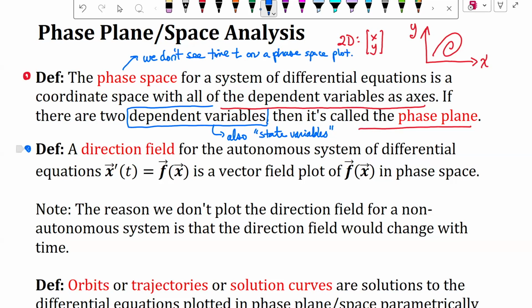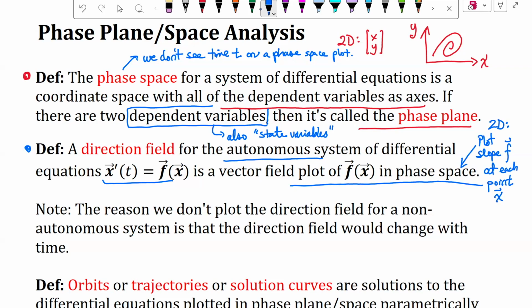A direction field for an autonomous system of differential equations is going to be a vector field plot of f, the right-hand side, in phase space. In 2D on the phase plane, we can plot the slope f at each point x. Note, by the way, that the reason we don't plot the direction field for a non-autonomous system is that the direction field is going to change with time.